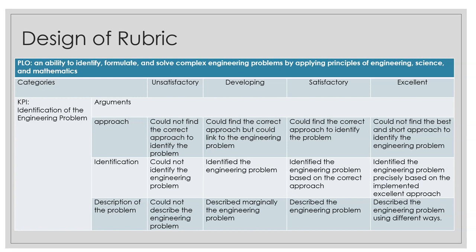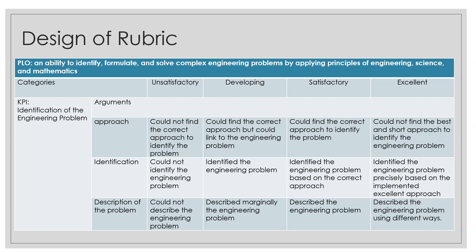Design of rubrics. We have here an example of design of a rubric for the program learning outcome, an ability to identify, formulate, and solve complex engineering problems by applying principles of engineering, science, and mathematics. We have four categories: unsatisfactory, developing, satisfactory, excellent. We have the first KPI, one KPI from three KPIs. As indicated in our previous example, the first KPI is about identification of the engineering problem.